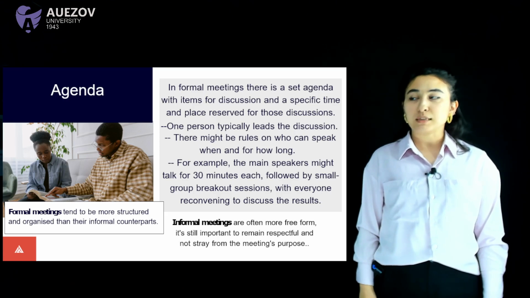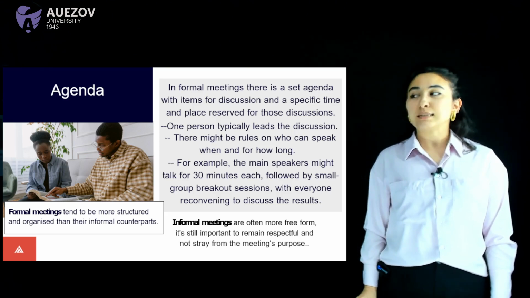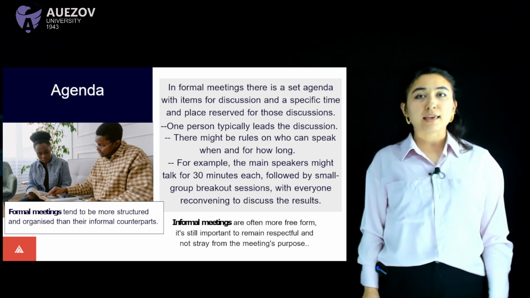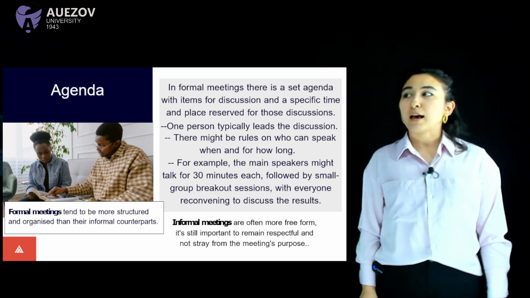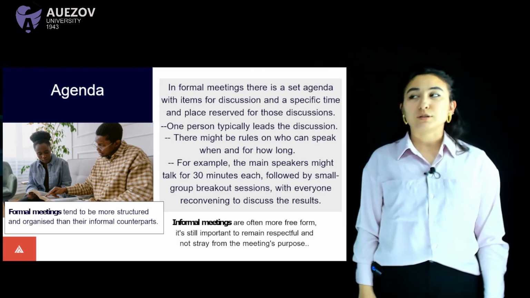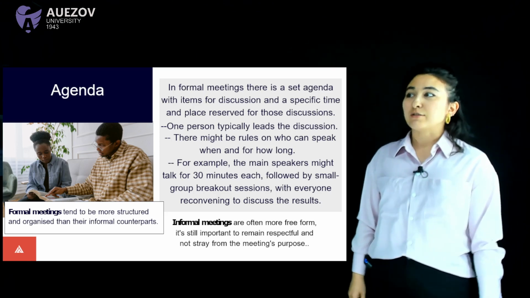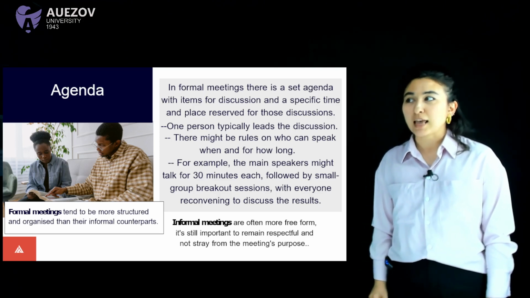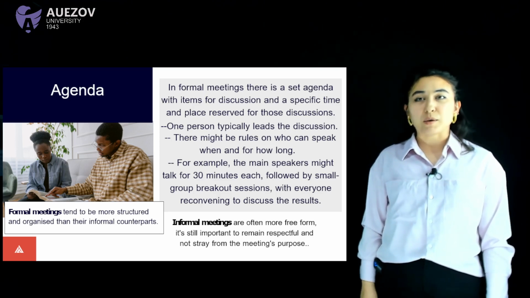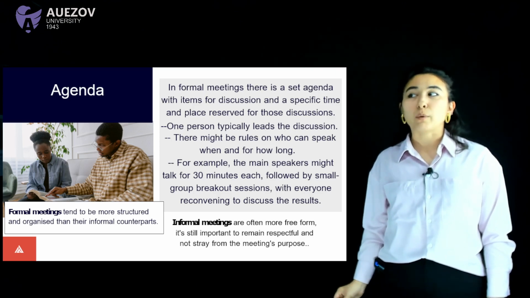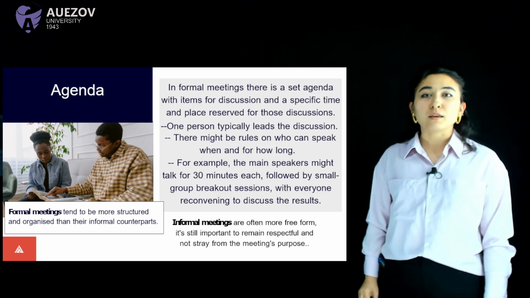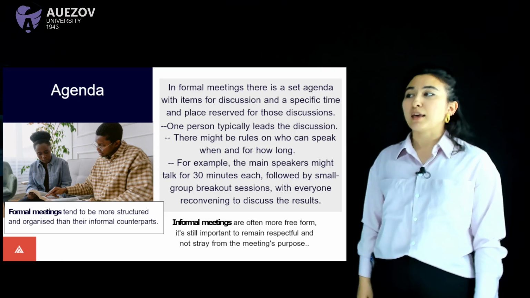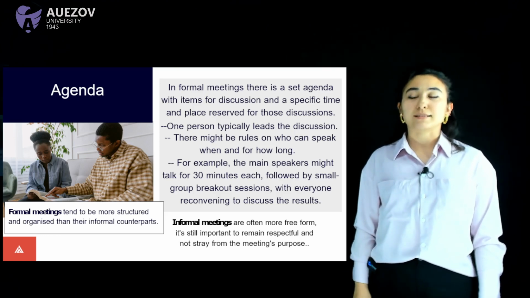And here in formal meetings, we must know that formal meetings tend to be more structured and organized than their informal counterparts. When we say it is structured and organized, we mean that there is a set agenda with items for discussion and a specific time and place reserved for those discussions. One person specifically leads the discussion, and there might be rules on who can speak, for how much time, and for when. For example, for one speaker, there might be allotted 30 minutes. And there are breakout sessions with everyone reconvening to discuss their results.